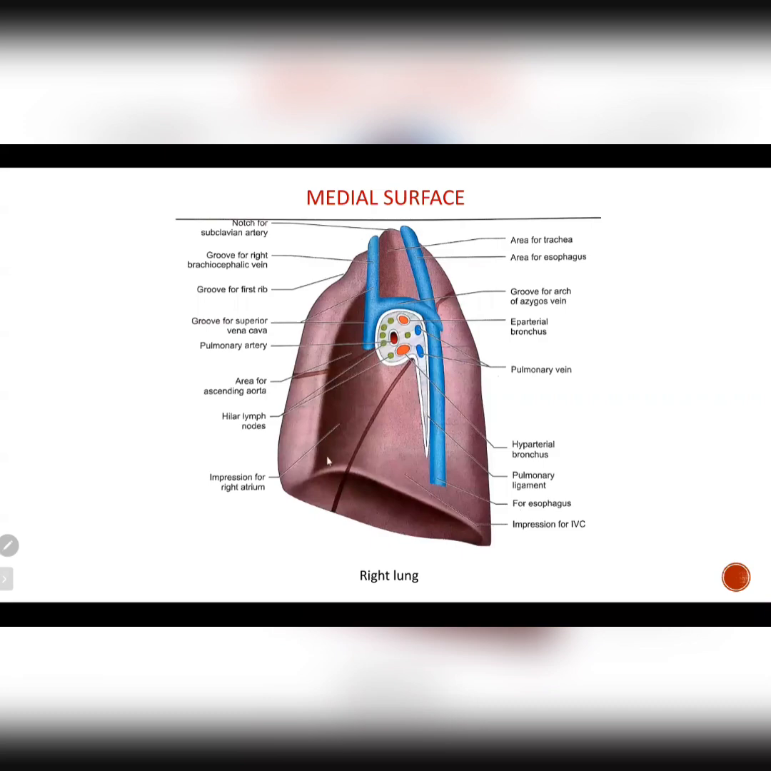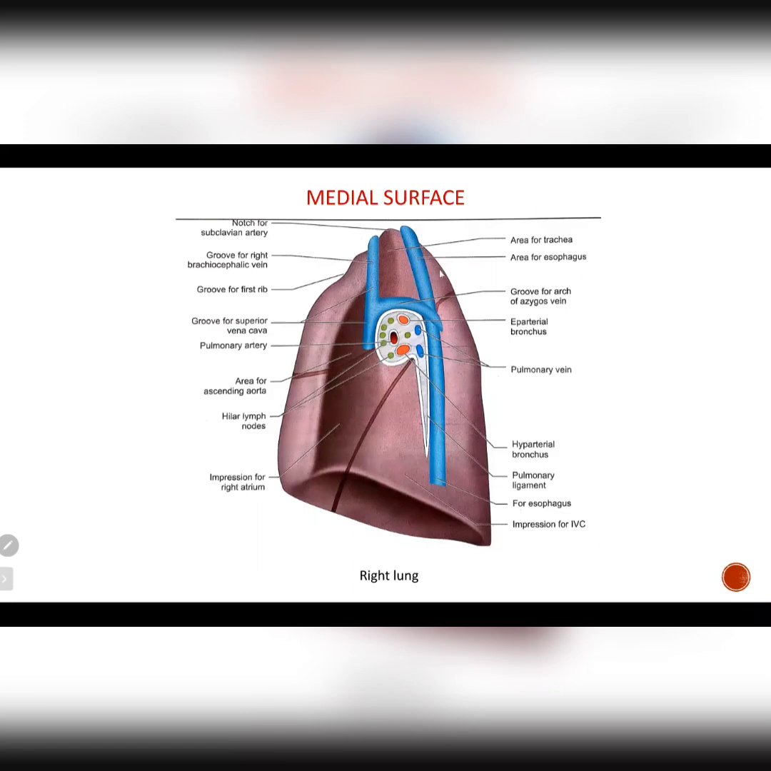If you imagine the heart is present here, which chamber of heart forms the right border? You can type it in the chat. Which chamber of heart forms right border of heart? It's the right atrium. Hope everyone is following. Yes, so this groove or this area is impression for right atrium of the heart. And finally, yes, good class. I'm glad you are answering.